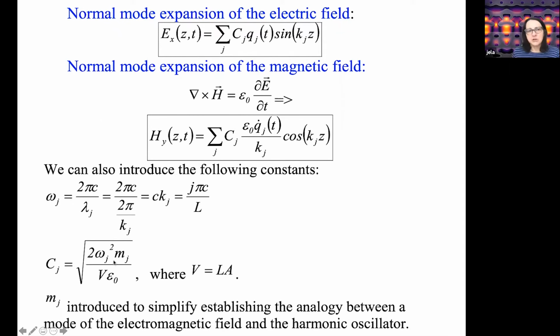Mj is an artificial constant. It doesn't really mean much, but we will introduce it to make establishing the analogy between this mode of electromagnetic field and a harmonic oscillator easier. So Cj gives you a contribution of a particular mode in the expansion. If you, for example, only have mode 1, then C1 would be non-zero and all the other C's would be 0. But that also means that M1 would be non-zero. You can always find constant Mj, which is related to the constant Cj from this relation. And you'll see how this helps you figure out why this is exactly a harmonic oscillator. Any questions?